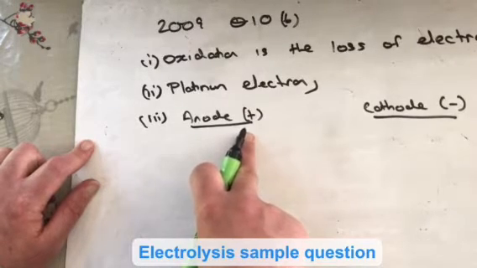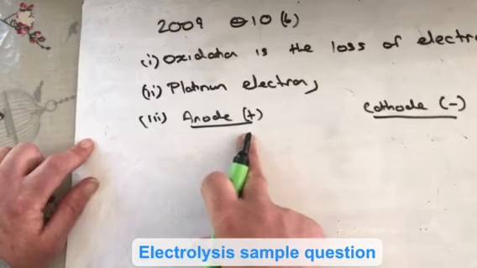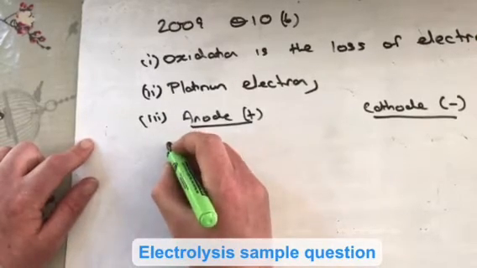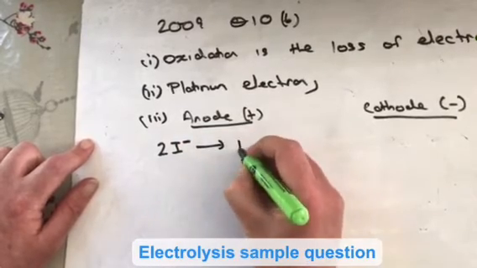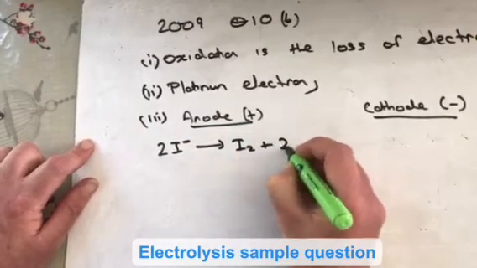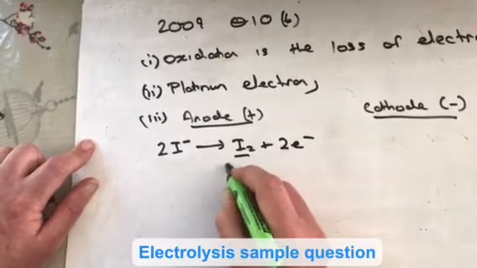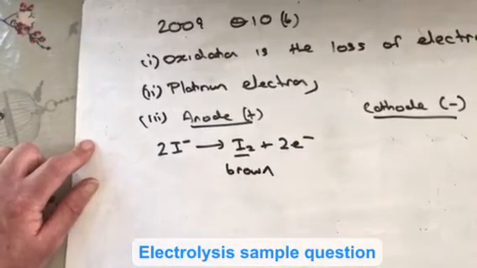So the iodide ion is one that's happy to lose the electrons, okay? So you get two iodide ions coming together and losing two electrons to form pure iodine, which is brown in colour. That will come up in the next part of the question.